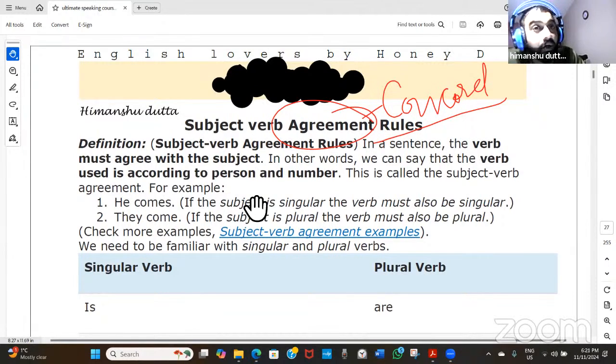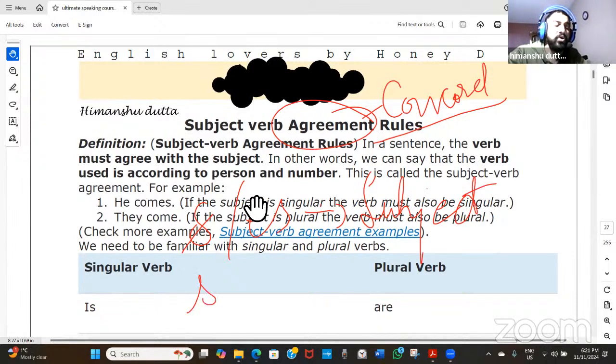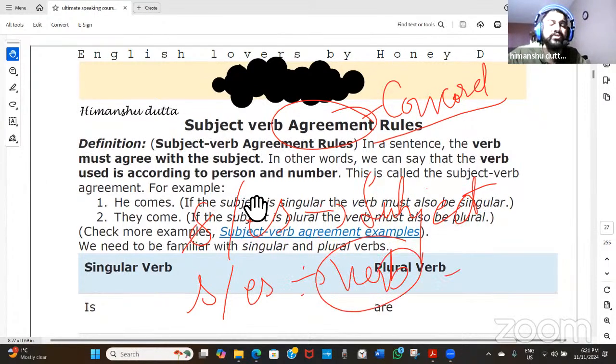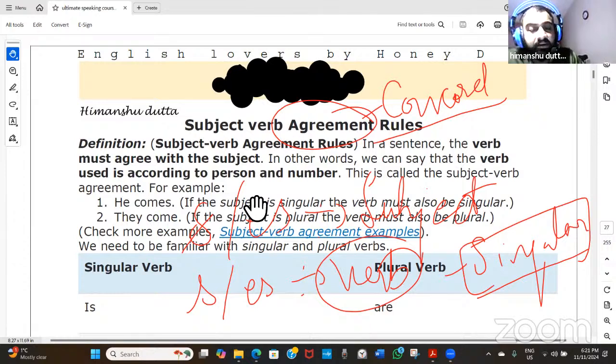But when it comes to verb, verb is a little bit opposite kind of affair, because most of the time when we add s or es to the subject, it becomes plural. But when we add s or es to the verb, it becomes singular. That's how you need to keep it in mind, that it is opposite. A little bit of opposition is there, but the agreement between them is similar.